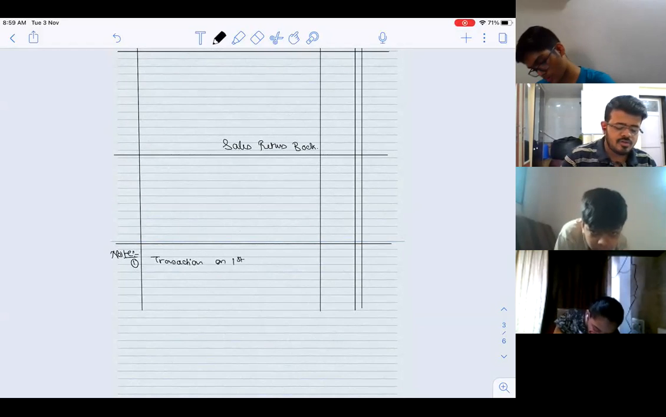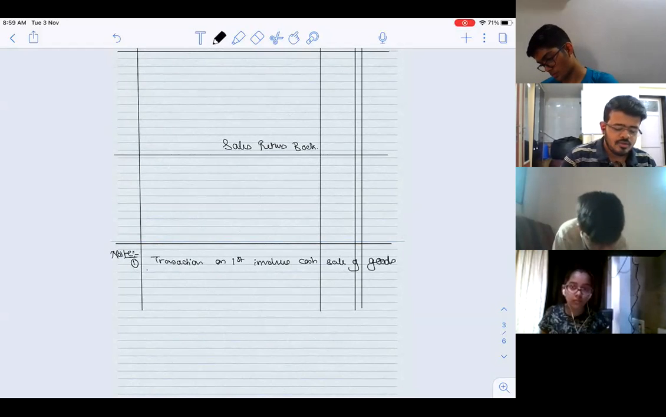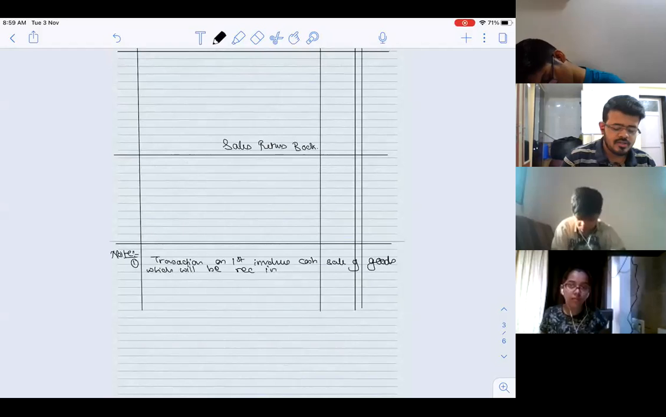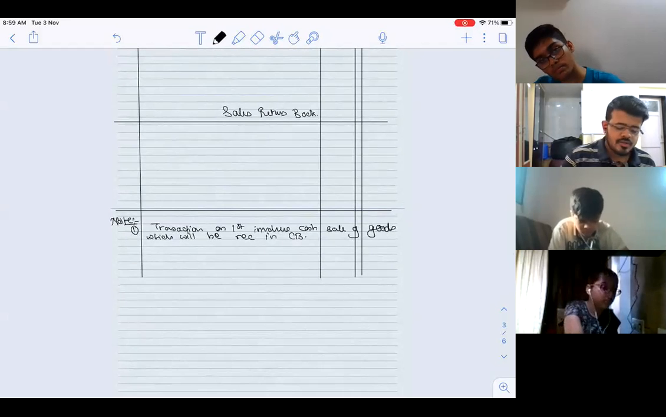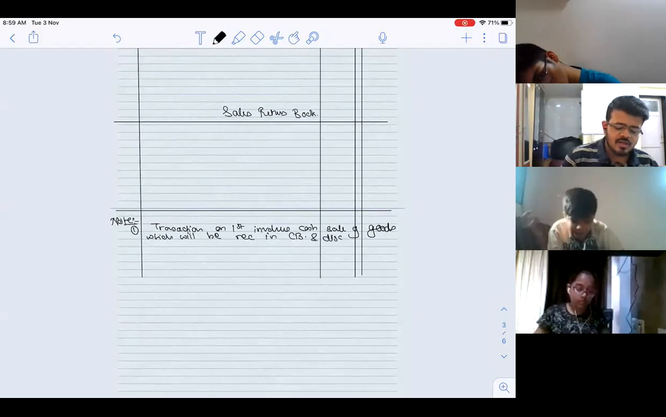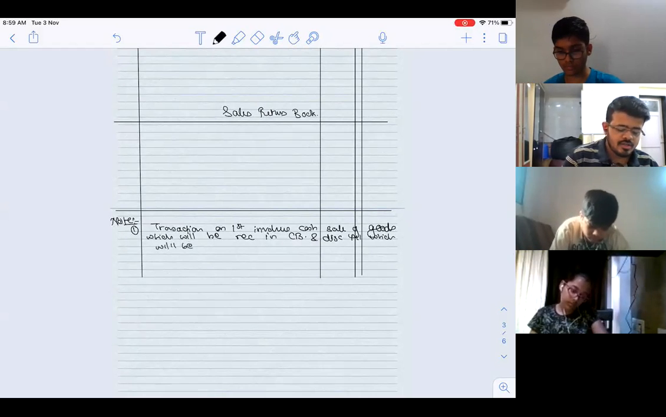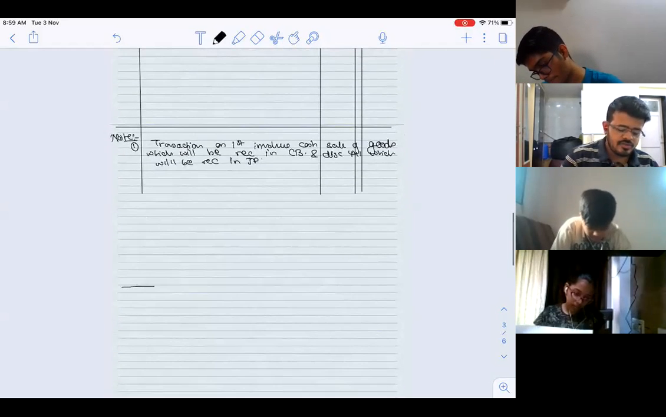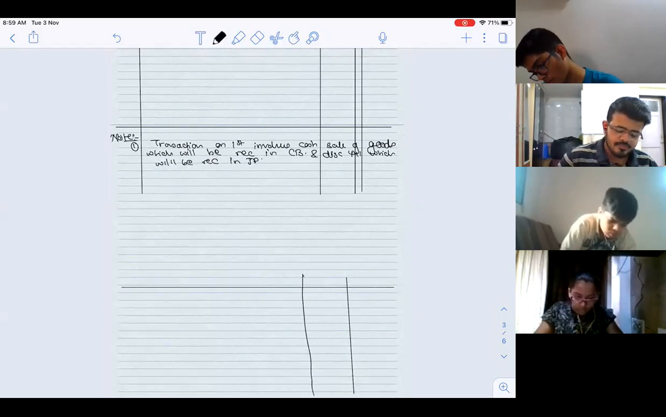Transaction on first involves cash sale of goods, which will be recorded in cash book. And discount allowed, which will be recorded in journal proper. And a small journal mainly for Somaya and Podar.